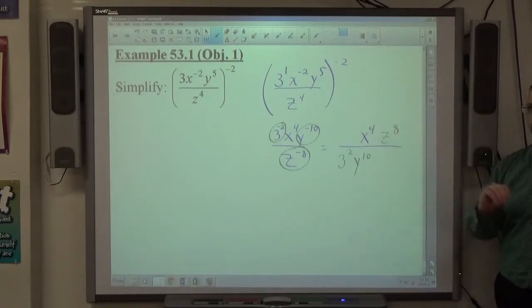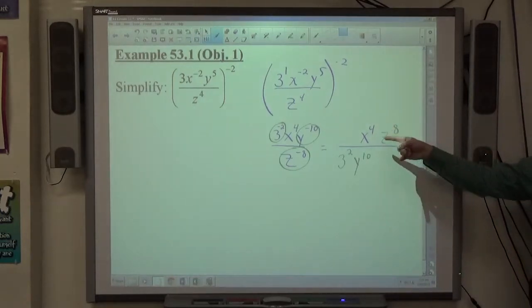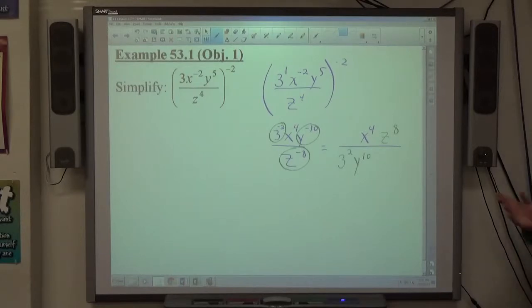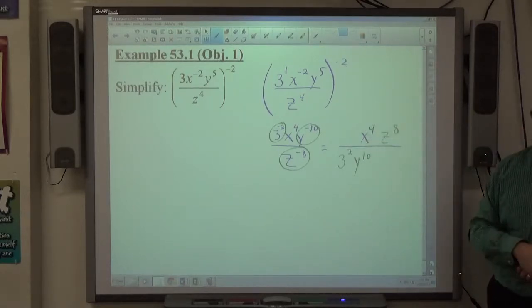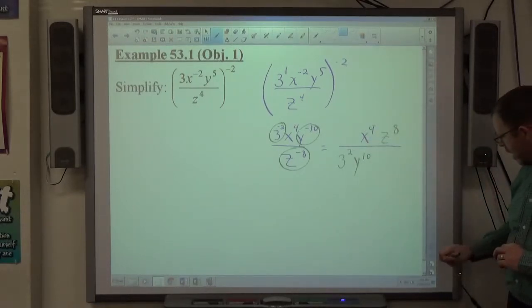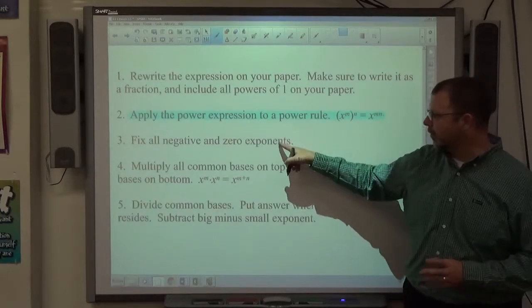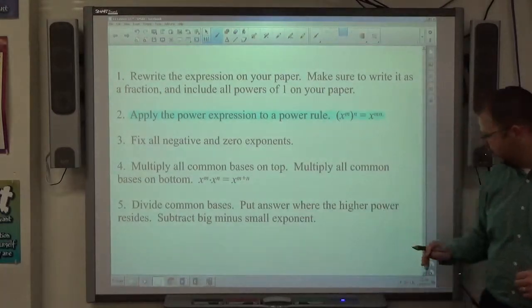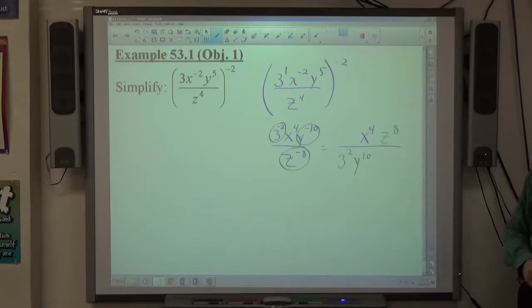Doesn't matter about order of things. I put X there, I could just easily put X to the 4th after Z to the 8th. As long as these are on top, those are on bottom, you got them in the right places. On step 4, multiplying common bases, this is the place where I would actually evaluate numbers also.